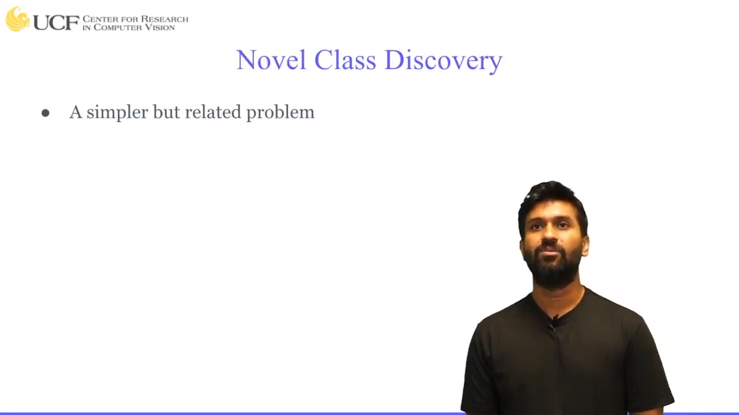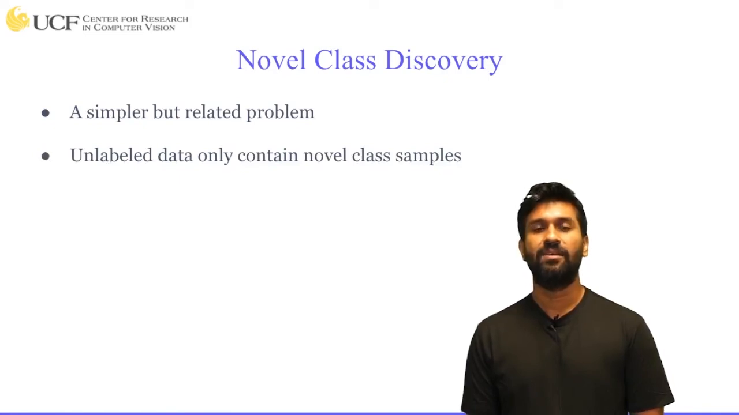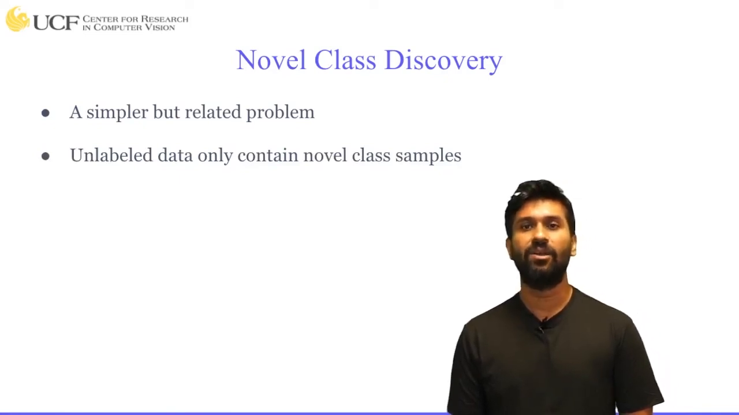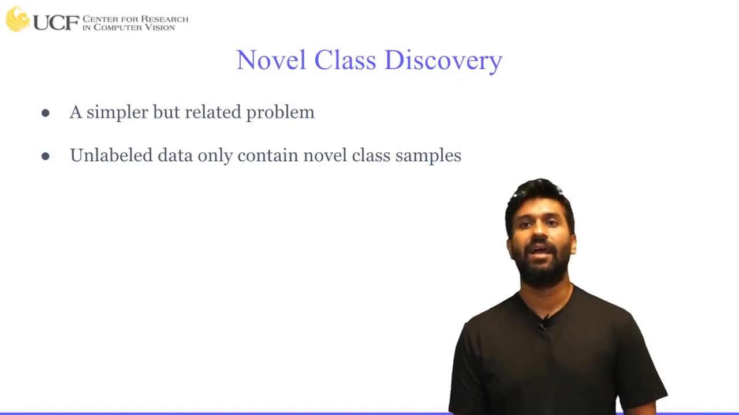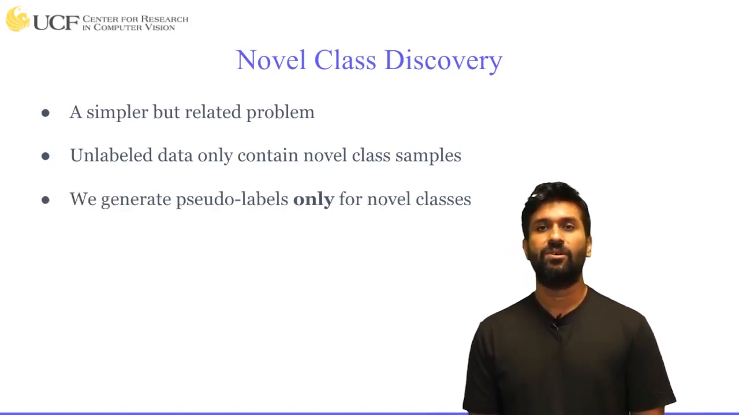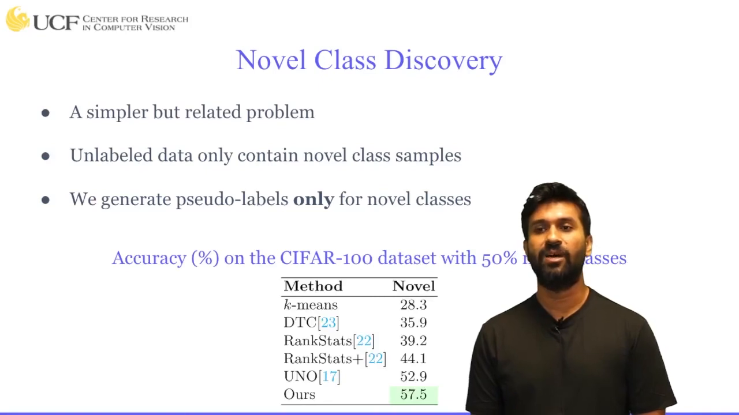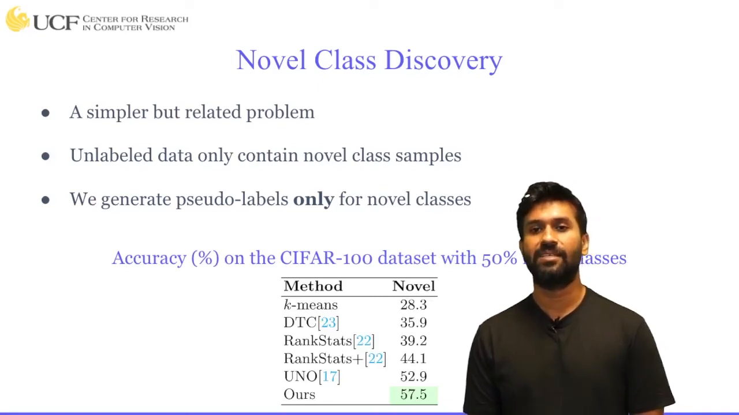Here, we extend our method to solve a simpler but related problem, that is novel class discovery. For this problem, the assumption is that the unlabeled data only contain novel class samples. In our case, we are assuming that the unlabeled data can contain samples from both novel classes and known classes. So to adapt our method for this problem, we generate pseudo-labels only for the novel classes. Now if we look at the results on CIFAR-100 dataset with 50% novel classes, we notice that even for this problem, our method outperforms the current state of the art by a significant margin.